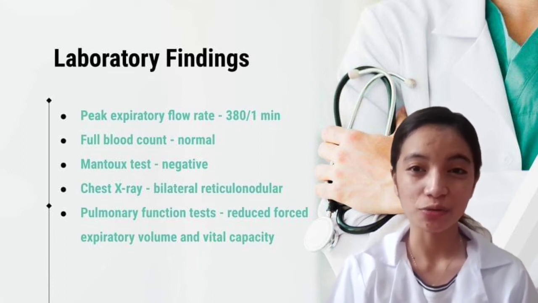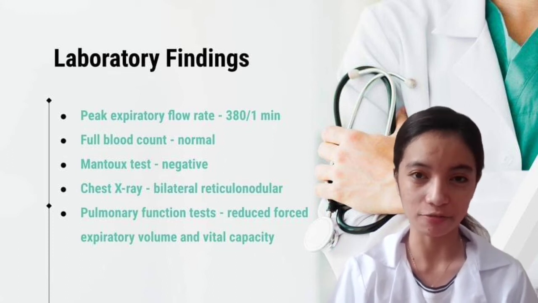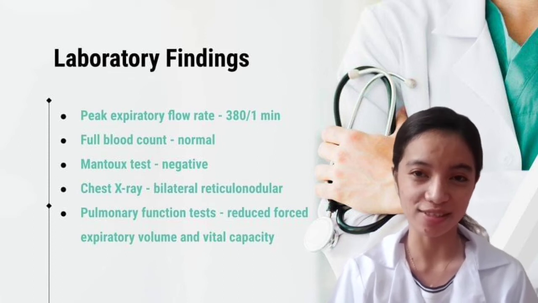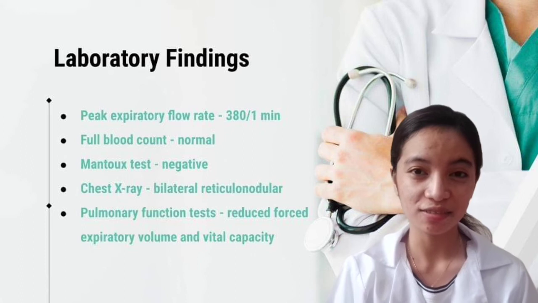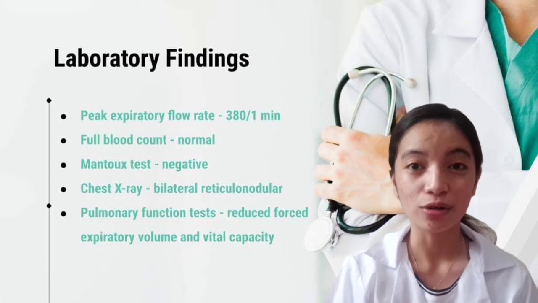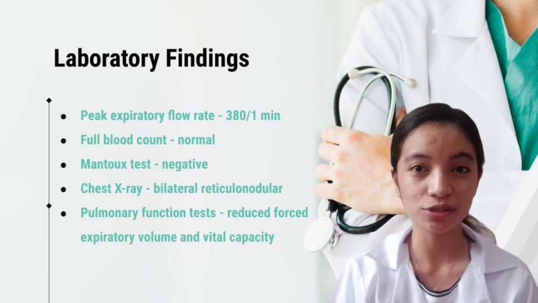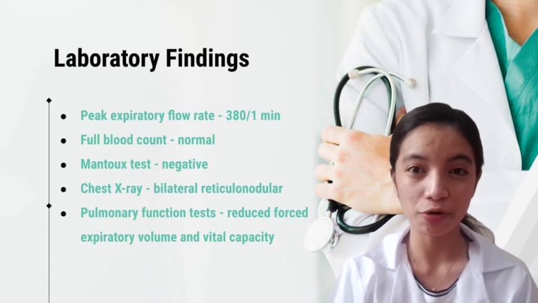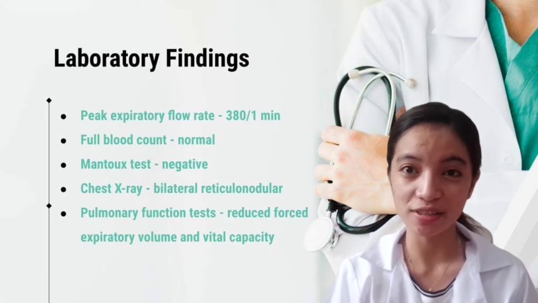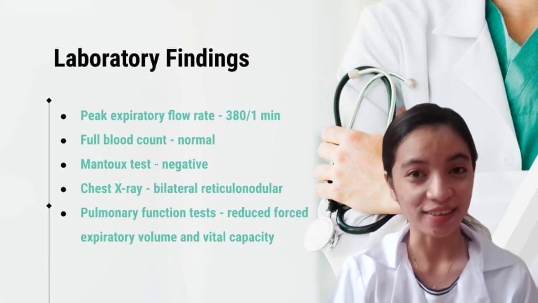A full blood count was normal, and the Mantoux test was negative. His physician advised him to consult a chest specialist for further advice. An X-ray of the chest was taken, and the middle and lower zones showed bilateral reticulonodular shadowing. The lung function test, also called pulmonary function test, showed a reduced forced expiratory volume in the first second, FEV1, a decreased vital capacity, a restrictive effect, and a 60% reduced capacity for diffusing carbon monoxide gas.